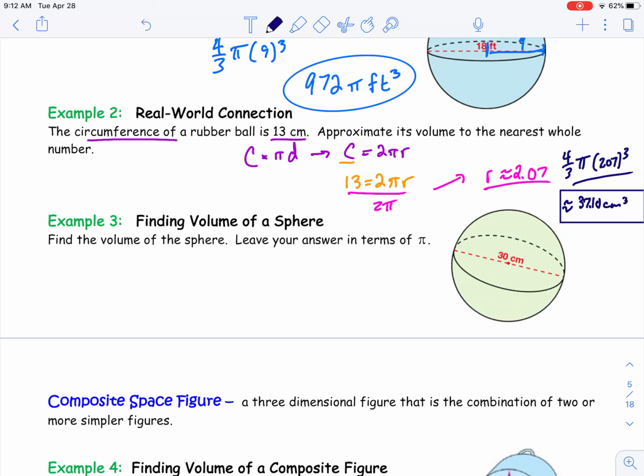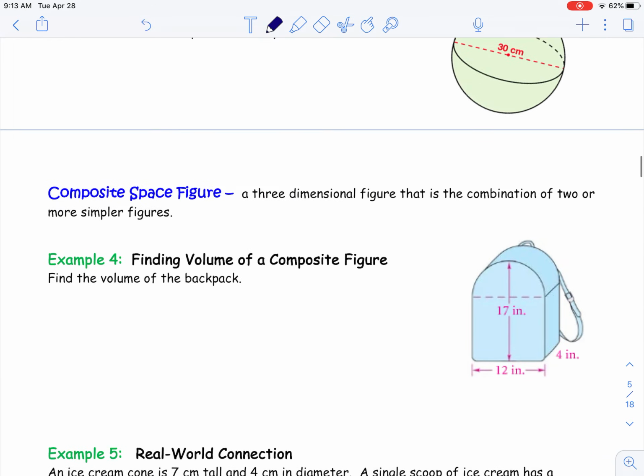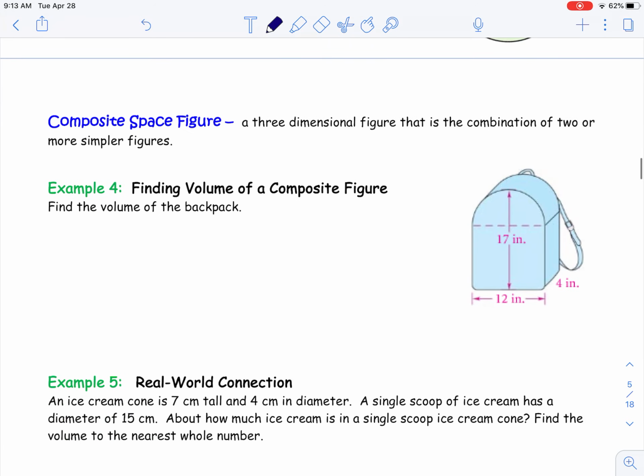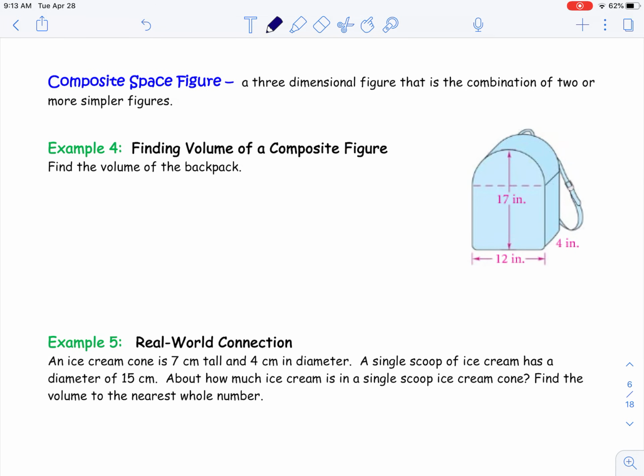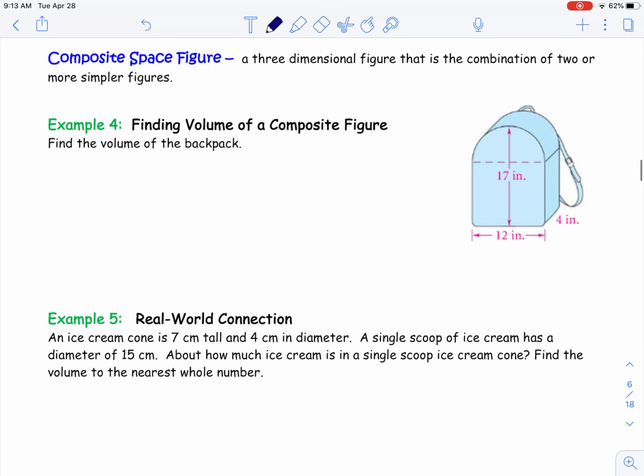Now, the only way that things can get more complicated, and this is more of just a proof of concept, you're not going to have to do any of these yourself, is if somebody had you find what's called a composite space, which is a figure that is three-dimensional that's a combination of multiple figures. Okay? And in these situations, what we would have to do is find the volume of the pieces. Now, I'm not going to do this whole process with you, but I'm going to talk you through what it would look like.